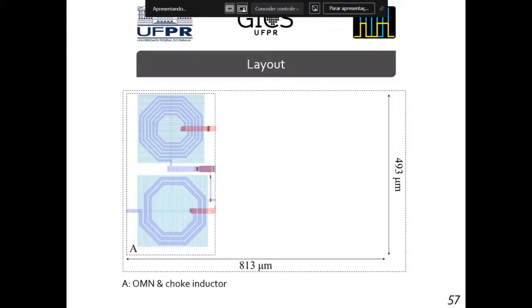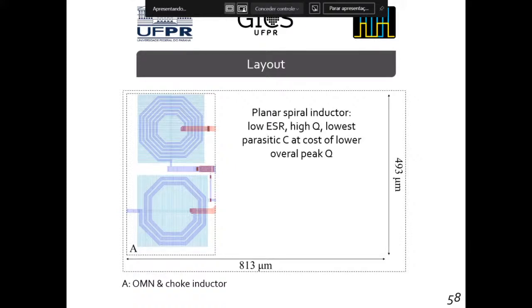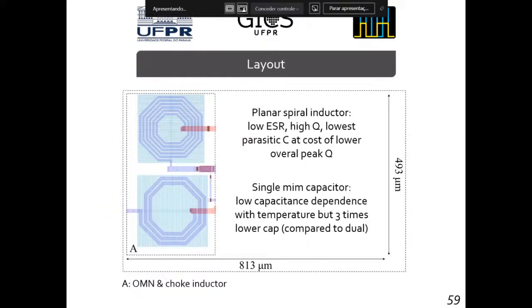Inset A depicts the output matching network and the choke inductor. The inductor cells for the circuit are planar spiral inductors, which are adequate for RF designs as they have the lowest parasitic capacitance. As for the capacitors, the employed cells were the single MIM capacitor option. They achieve the needed capacitance for all capacitors in the circuit and have low capacitance dependence with temperature.